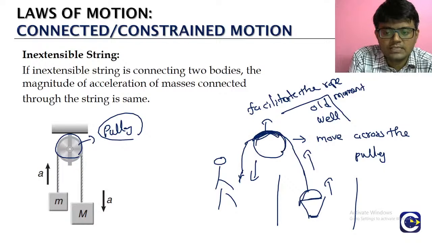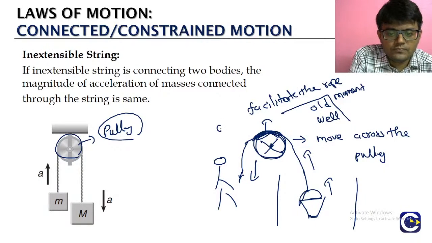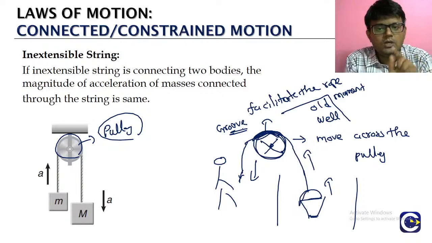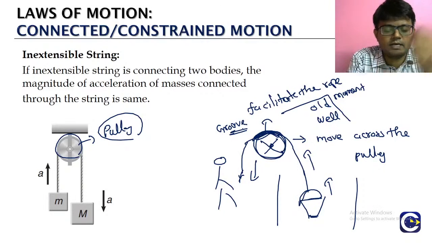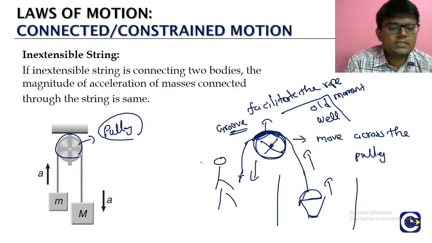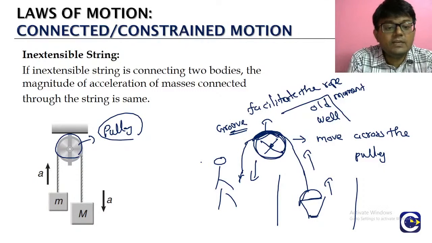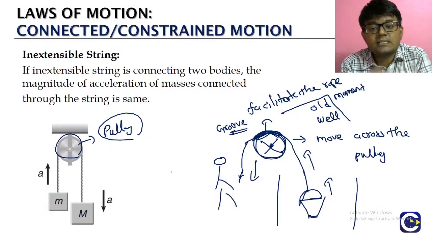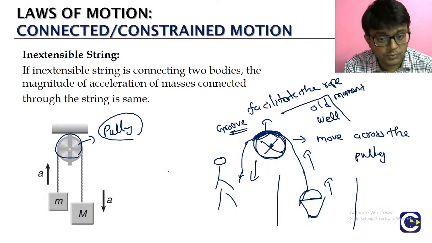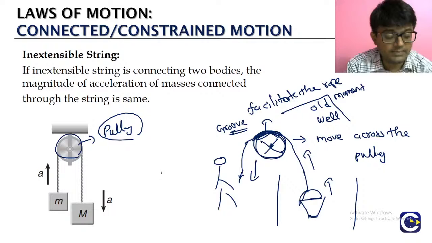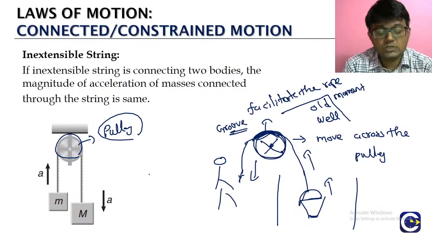So here you will have a circular kind of a thing. This wheel will have a groove on it. You will put the rope onto the groove. So when you are pulling the rope on one side, on the other side the rope will start coming up. Okay, so this is the pulley setup, and we will see some of the common assumptions we make while we are dealing with the pulley. That also we will discuss.